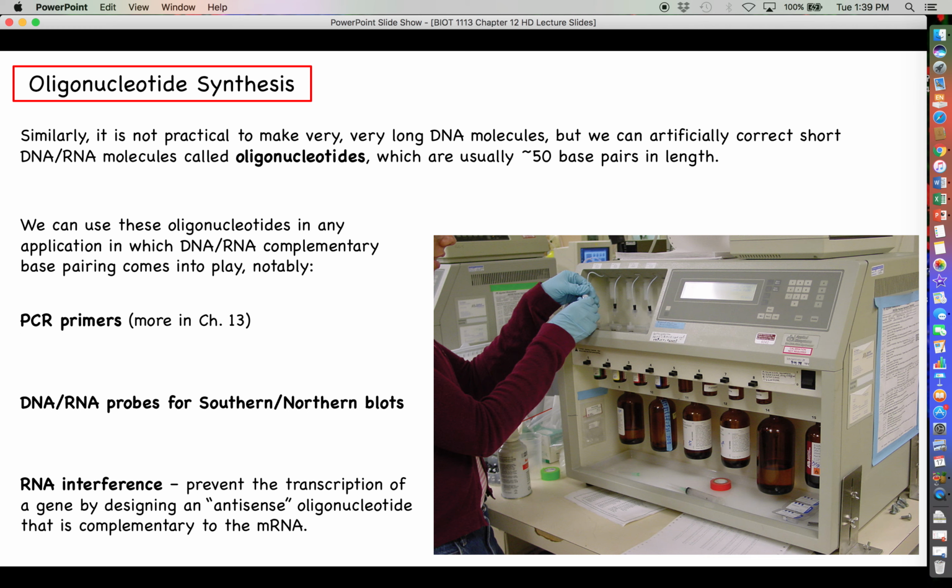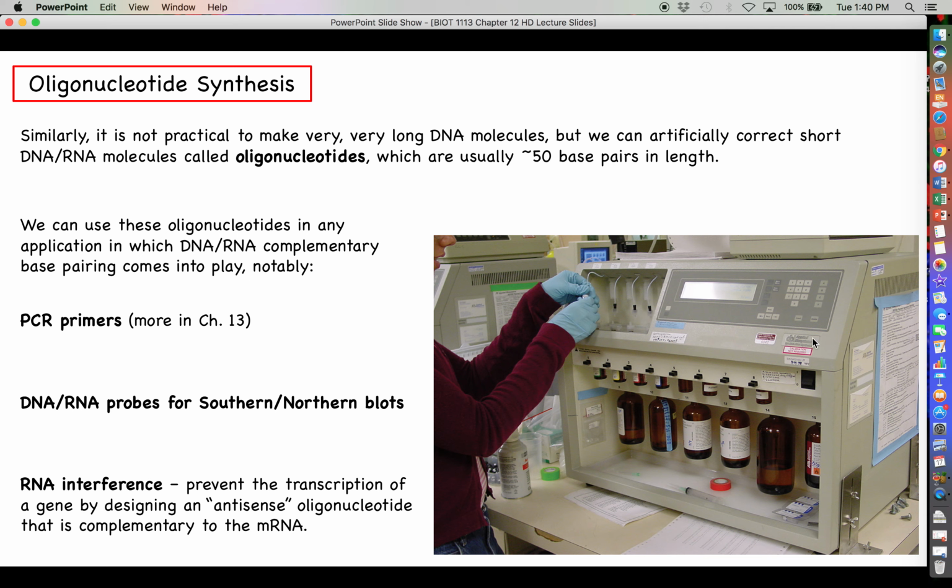Essentially, the way this works is that we can synthesize an RNA molecule, which is considered antisense, that is complementary to the messenger RNA transcript, which is called sense. And if we get complementary base pairing to occur there, the duplex RNA molecule should get destroyed by the cell. So we can actually block the creation of certain proteins by using this sort of technology here.